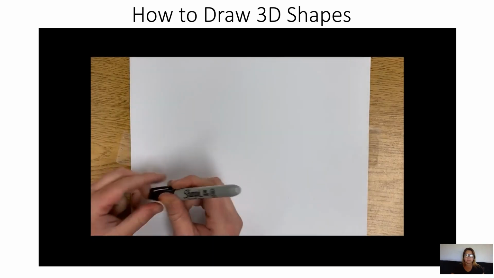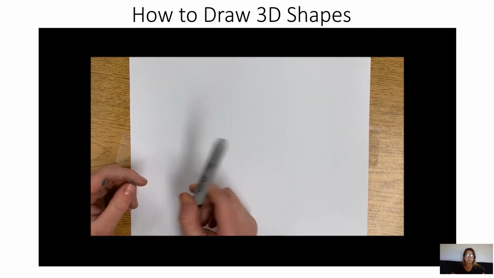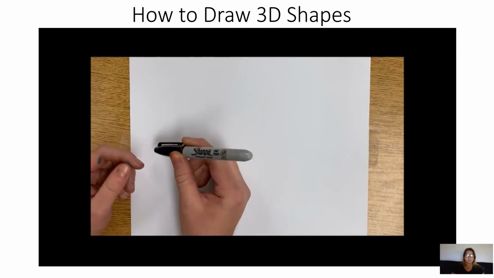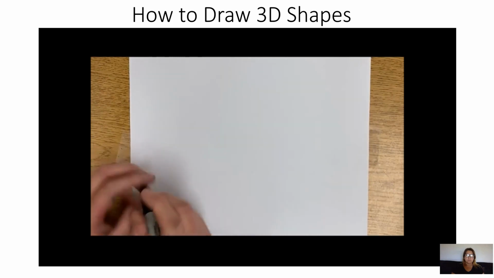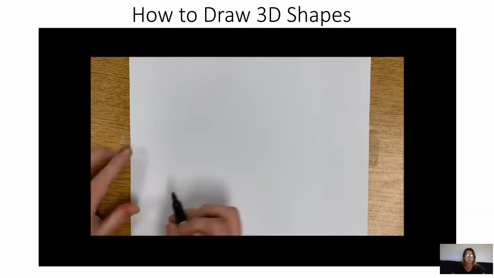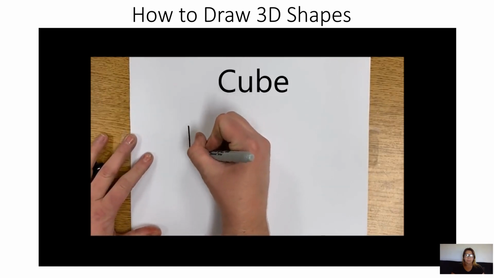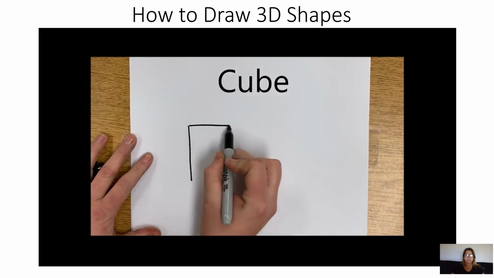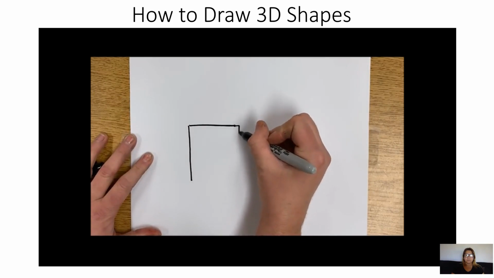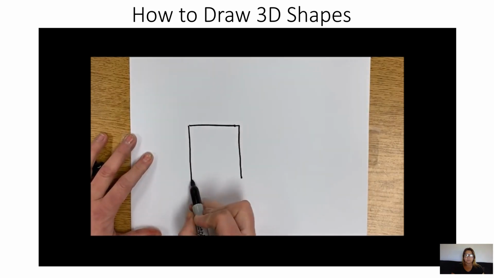Hey guys, today I'm going to be showing you how to draw three-dimensional shapes, and yes, I'm using Sharpie, but I recommend you start in pencil so you can erase if you make a mistake. Now the first one we're going to make is a cube. And to make a cube, there's actually two different ways I'm going to show you. The first one is a solid cube, which means it's three-dimensional and it's not see-through.